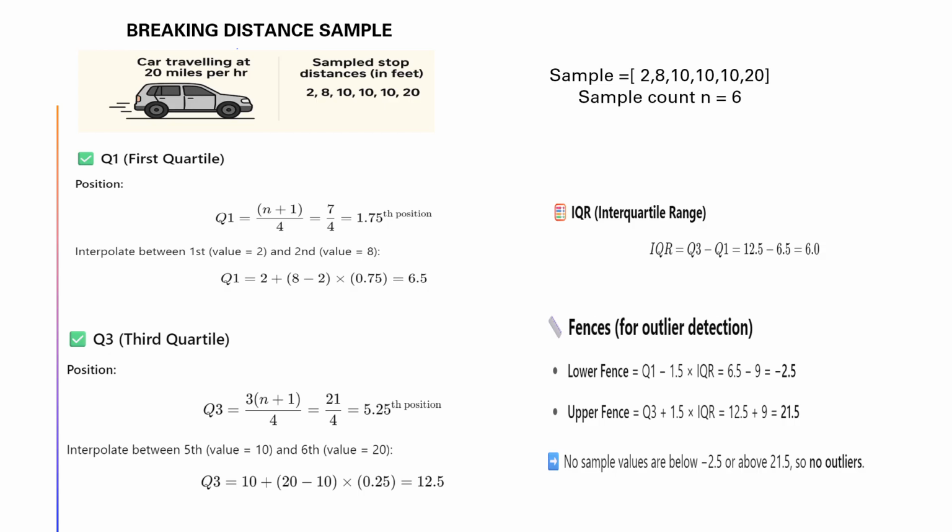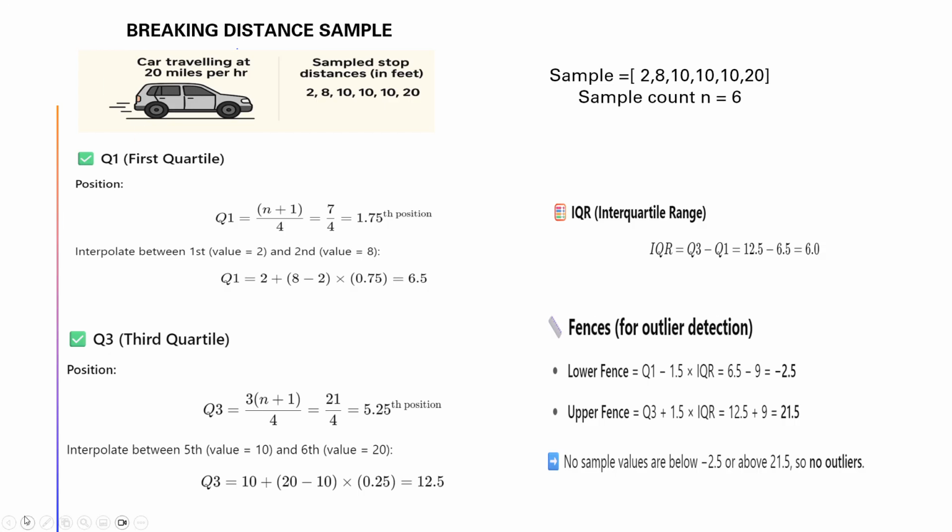And for fences, the lower fence formula is Q1 minus 1.5 times IQR, and upper fence is Q3 plus 1.5 times IQR. And it comes out to be minus 2.5 for lower fence and 21.5 for upper fence. You can see the sample values 2, 8, 10, 10, 10, and 20 are definitely within the range of lower fence and upper fence. They don't go below the lower fence or above the upper fence value. So there are no outliers in this sample.